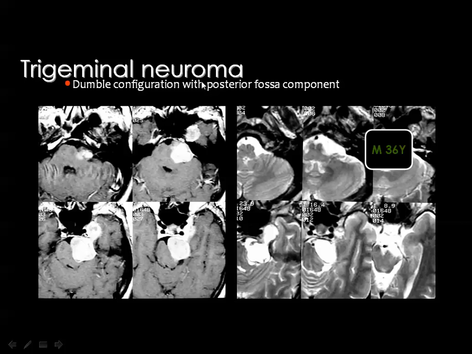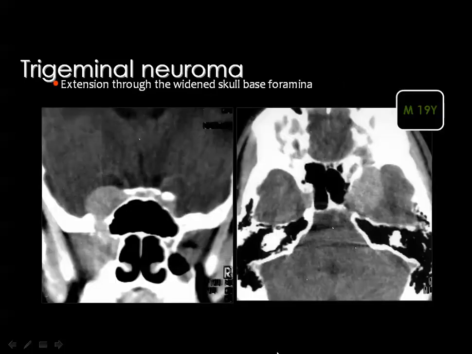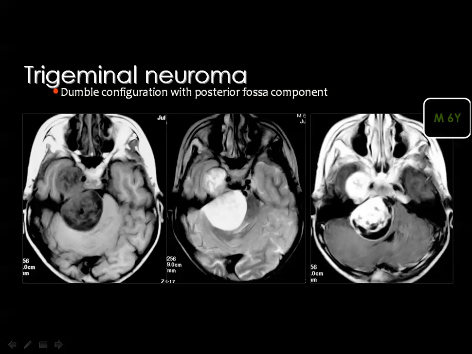Then the dumbbell configuration with posterior fossa component. You know, the tumor will follow the course of the nerve. It will show a mass in the cerebellopontine angle, then going through the skull base foramina, and another mass in the parasellar area. The dumbbell configuration, together with involvement of the Gasserian ganglion, are supportive criteria for the diagnosis of trigeminal neuroma. Also, if you see a parasellar mass that is seen in the coronal images extending through the skull foramina to have an extracranial component, this is also one of the helpful diagnostic criteria.